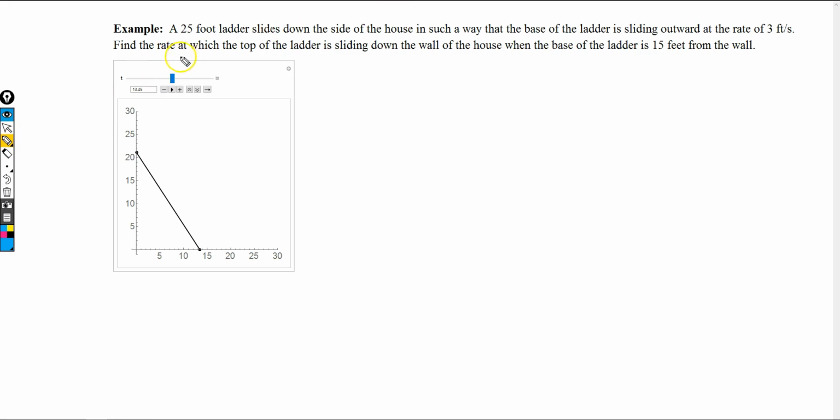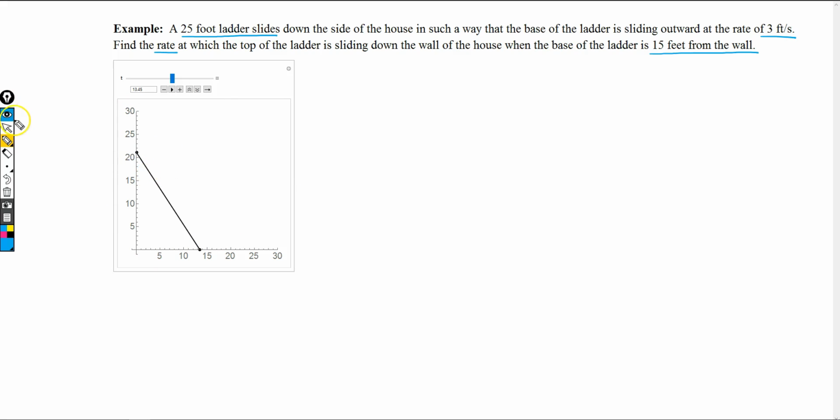So here we have a ladder problem. A 25-foot ladder slides down the side of a house in such a way that the base of the ladder is sliding outward at the rate of 3 feet per second. We want to find the rate at which the top of the ladder is sliding down the wall of the house when the base of the ladder is 15 feet from the wall. So following our guidelines, let's first of all draw a picture representing this problem. Now over here we do have a graphic, so this is already drawn for us.